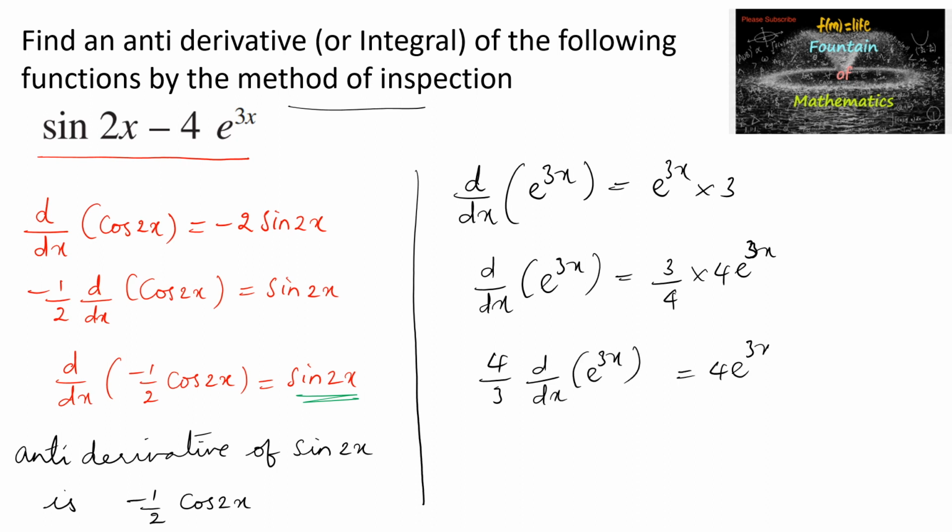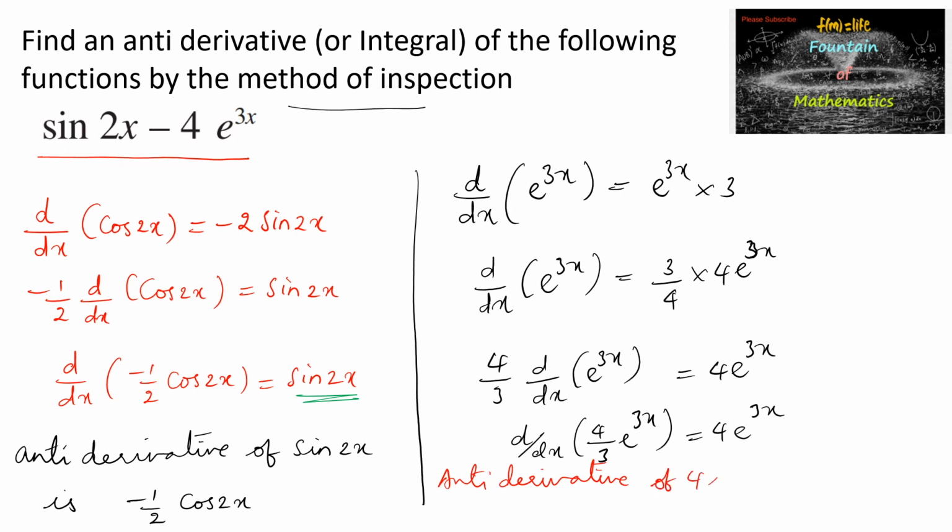power 3x. This can also be written as d by dx of 4 by 3 e power 3x is equal to 4 into e to the power of 3x, which means that the antiderivative of 4 e power 3x is 4 by 3 e power 3x.